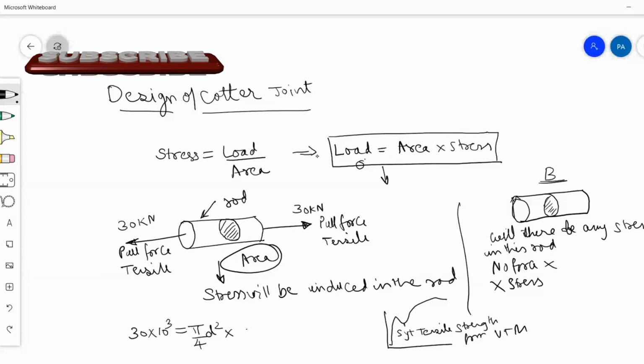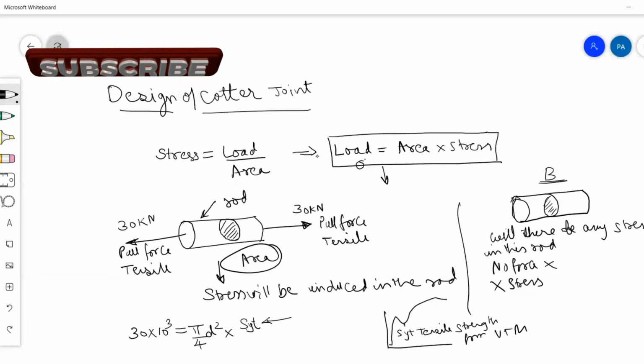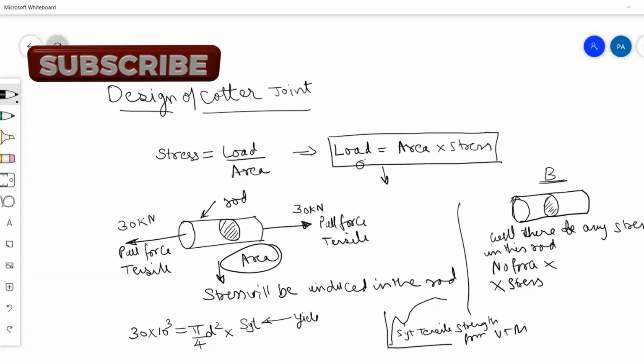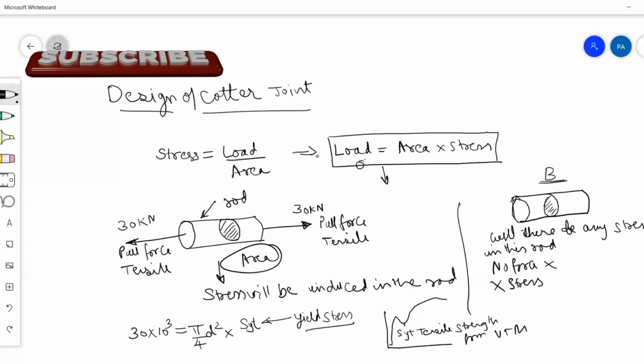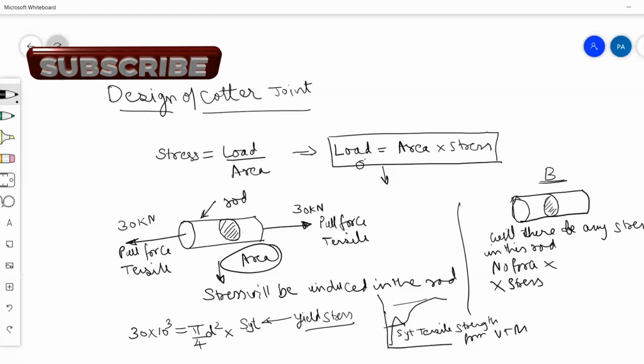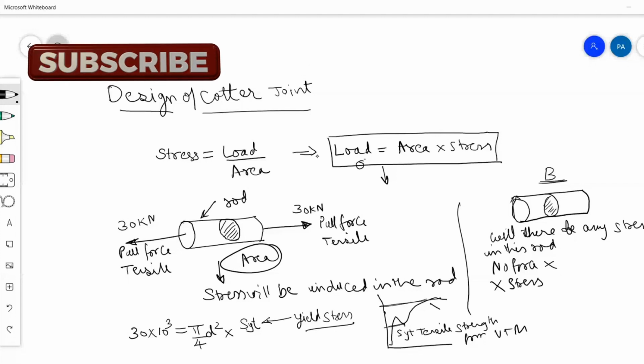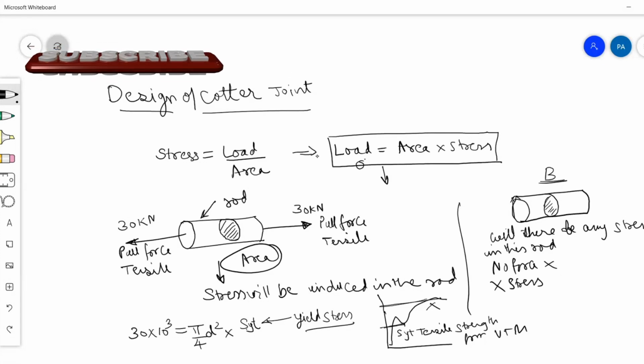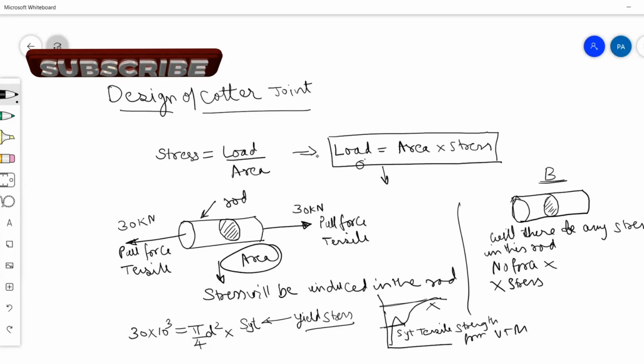So I will put here the value of yield stress, SYT. What is this SYT? This is yield stress. Now all of you know what yield stress is. It is the stress at which the material starts yielding. And ultimate tensile stress is obtained here. So we are not interested in this. We are interested in the yield stress, upper yield stress, lower yield stress.